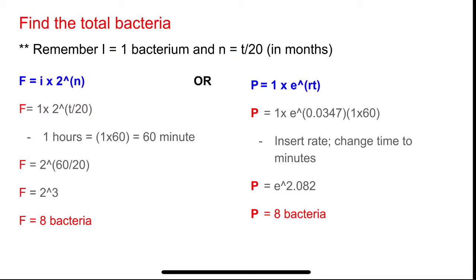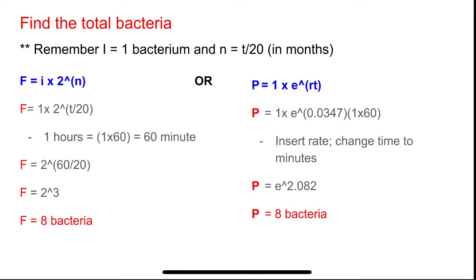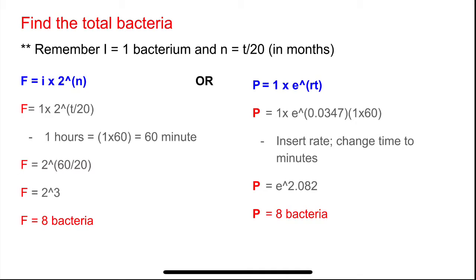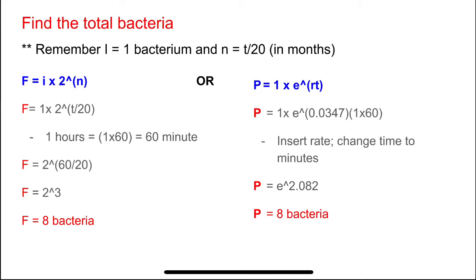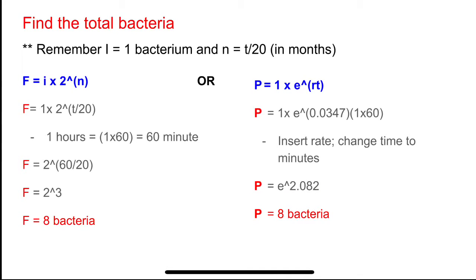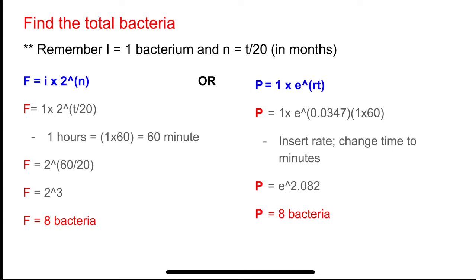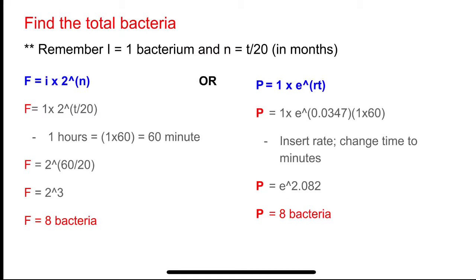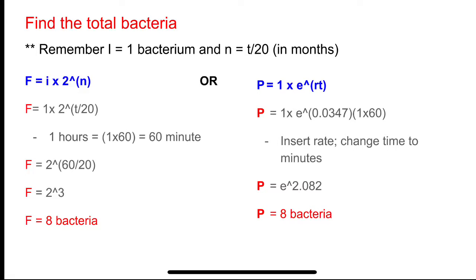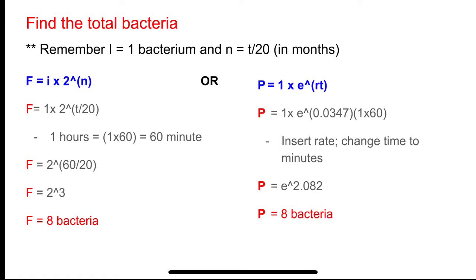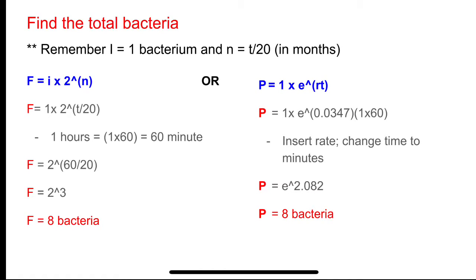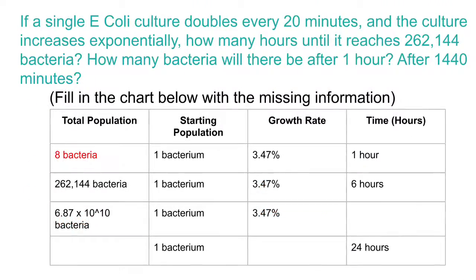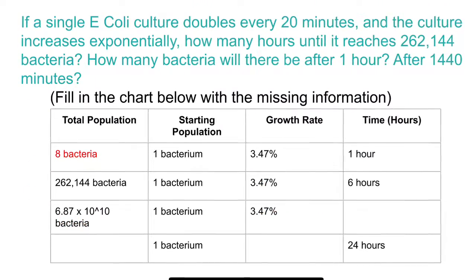Now, using the second equation, we can fill in our 3.47% rate in decimal form, and of course remembering that t must be in minutes, so t is actually 60. So we can simply calculate e to the power of 0.034657 times 60 and get an answer again of about 8 bacteria once we round. Now we can just fill in the 8 bacteria into our chart.